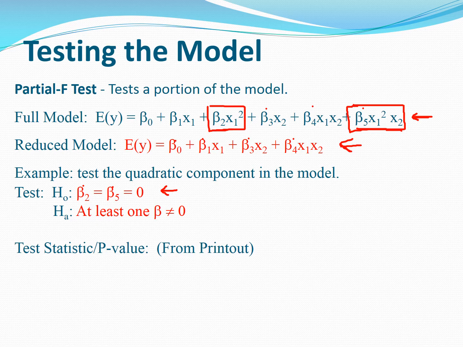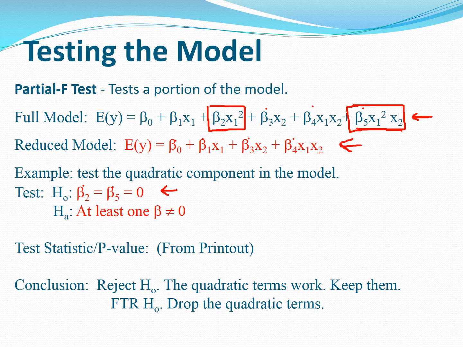Okay, so how do we do that? Well, we're going to go ahead and get a test statistic and a p-value. We're going to go to the computer, and again, I'll show you how to do that. In fact, the next slide gives you a little bit of insight into that. We're going to get the test statistic and the p-value from the printout. And again, when p is low, reject the null.